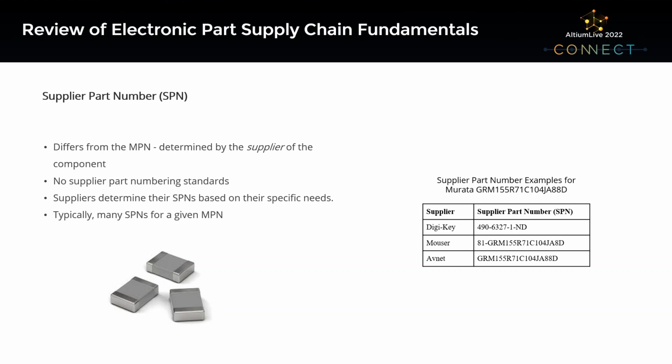Now the supplier part number is different. It's determined by the supplier of the component, and as with the MPN, there's no supplier part numbering standards. Suppliers determine their own supplier part numbers based on their specific needs. Typically, there are many supplier part numbers for a given MPN. So if you consider a certain microcontroller, DigiKey is going to have their own supplier part number, Mouser, Avnet, Arrow, etc. And I've got some examples here on the right.